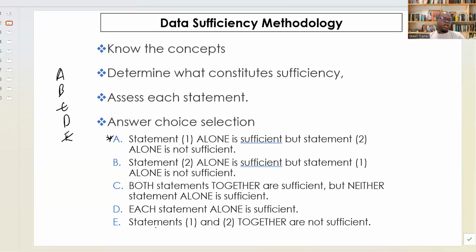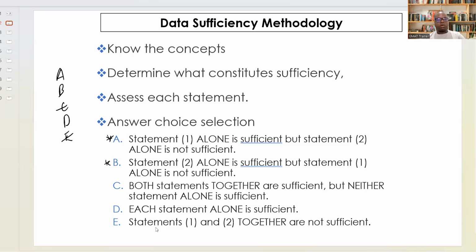If you find the second statement to be sufficient as well, then you will actually do what? Cross out A and B as the answer. And that means that each of them is independent and therefore each statement alone is sufficient, and that's D, and that will be your answer. And that is how the answer choices tend to progress.